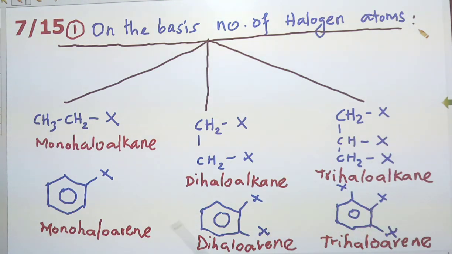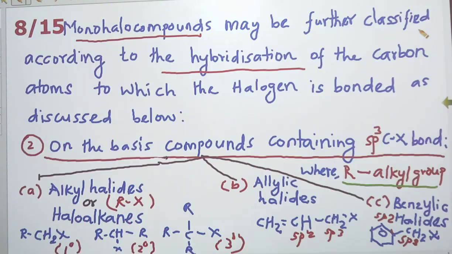In a similar way, in haloarene, if only one halogen atom is attached to arene, we call it monohaloarene. If two halogen atoms are attached to arene, we call it dihaloarene. Here also, if three halogen atoms are attached to arene, we call it trihaloarene. Monohalo compounds may be further classified according to the hybridization of the carbon atom to which the halogen is bonded, as discussed below.